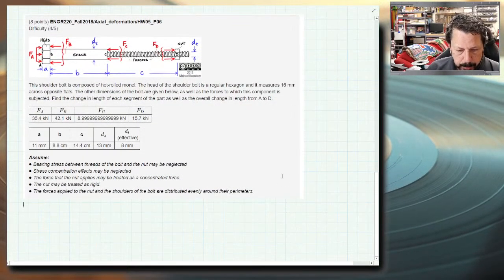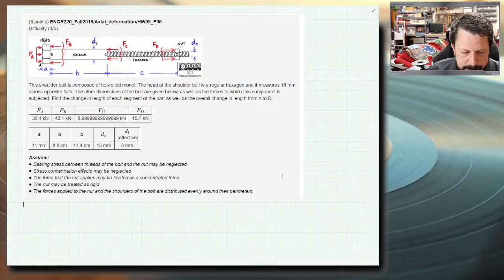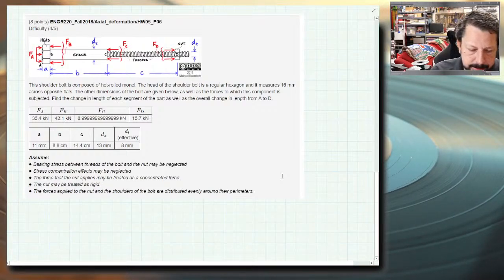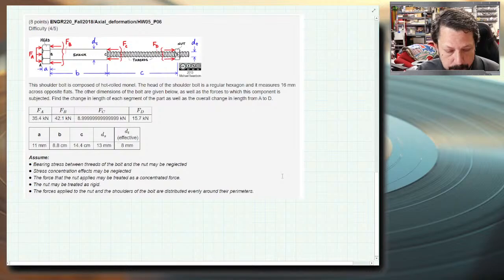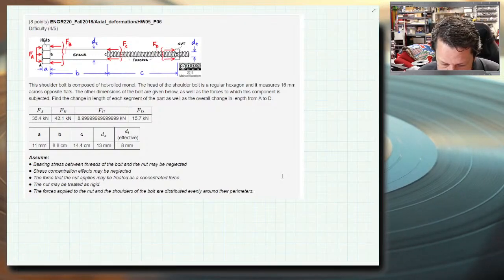So this is a bolt. It's kind of idealized. It's a very thin thread and a thick shank compared to what a bolt would normally be. But it's a shoulder bolt. The shoulder means that part of it is not threaded, the part that's called the shank. The head of the shoulder bolt is a regular hexagon, and it measures 16 millimeters across opposite flats.